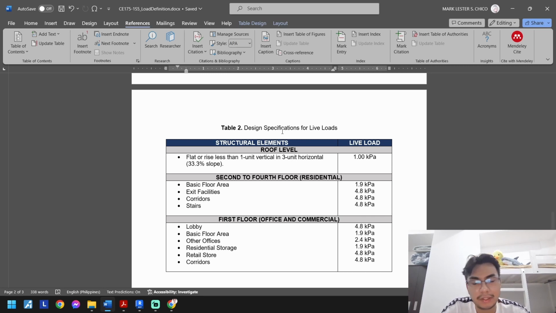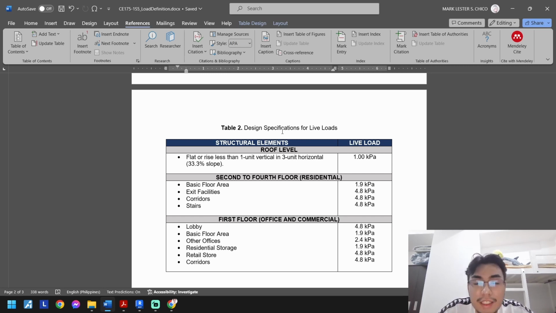Next, for the residential, here are the corresponding live loads. For the basic floor area, it corresponds to 1.9 kPa. For the exit facilities or the fire exit, we have decided to use 4.8 kPa. For the corridors, we assume the heaviest, so it is 4.8 kPa. And for the stairs, it is like the corridor, so 4.8 kPa.